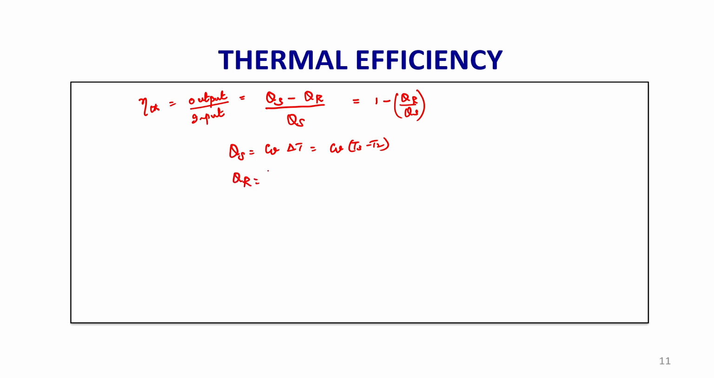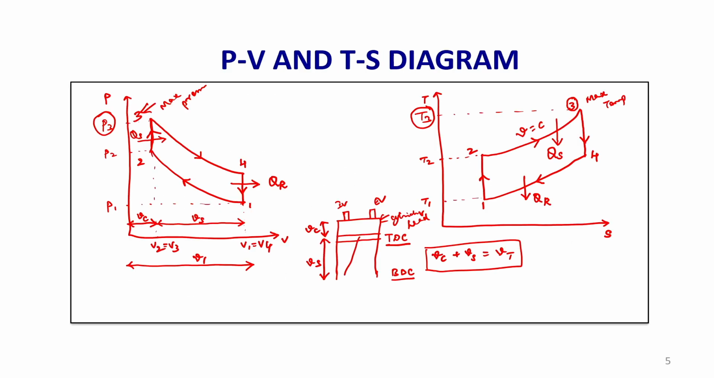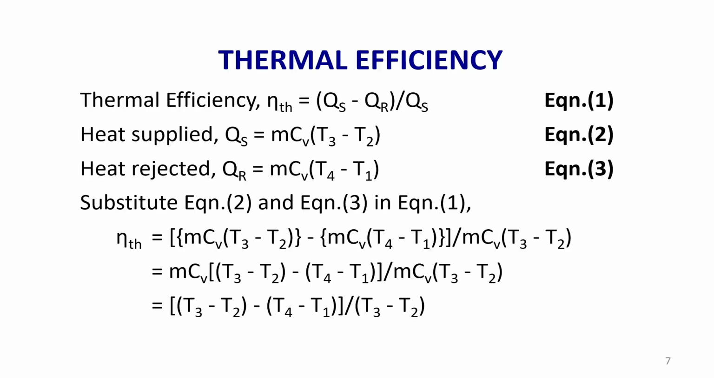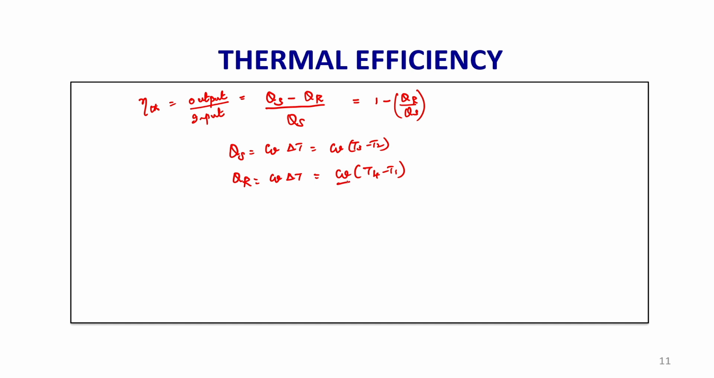And QR is equal to, again heat rejection is also at constant volume, CV into delta T, CV into T4 minus T1. T4 is higher temperature, 4 to 1 is the constant volume rejection process. So, the highest temperature is T4 and T1 is lower temperature. So, T4 minus T1, heat rejection is at constant volume. So, that is why I put CV here. If it is constant volume, you have to put CV. If it is constant pressure, we have to mention Cp.